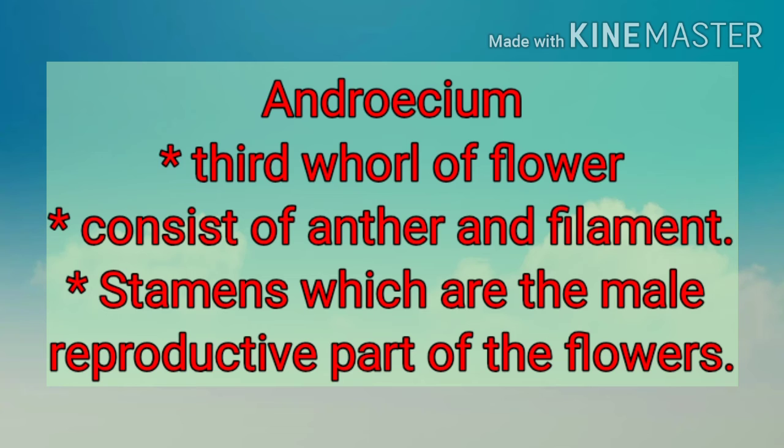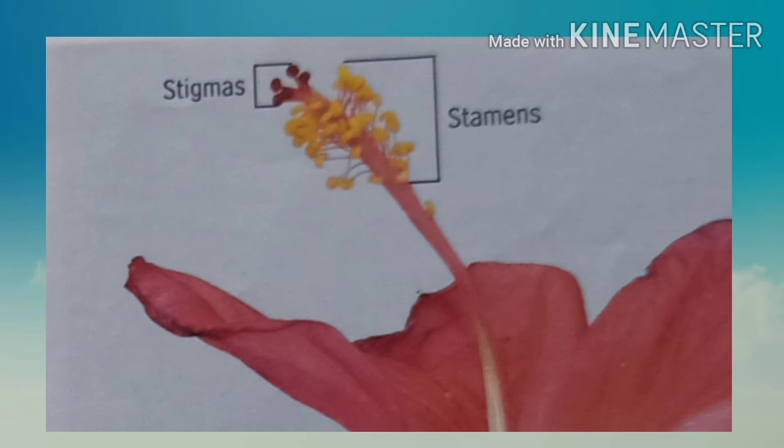Anther is present at the tip of the filament. Anther has pollen, a powdery substance which will rub off on your finger if you touch or break the anther. You have already seen in this diagram the stigma and stamen.